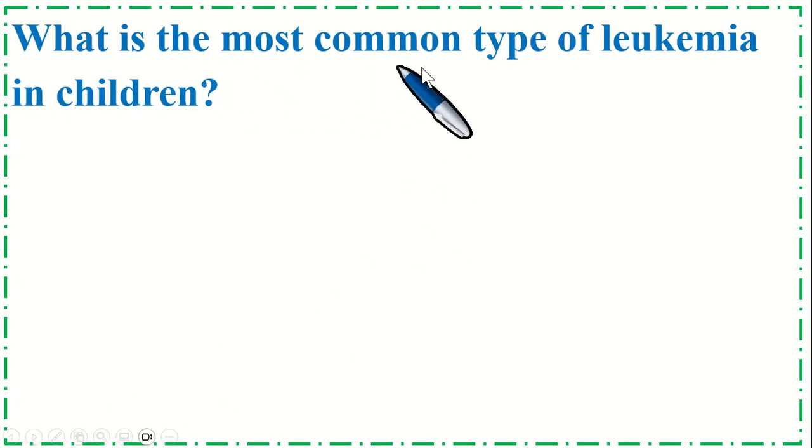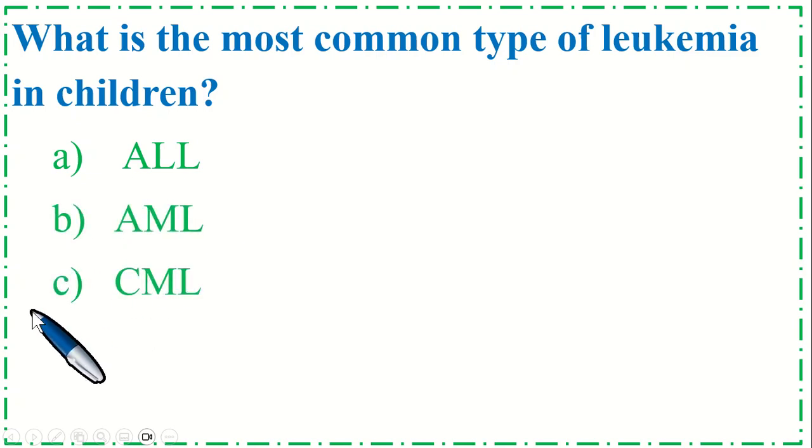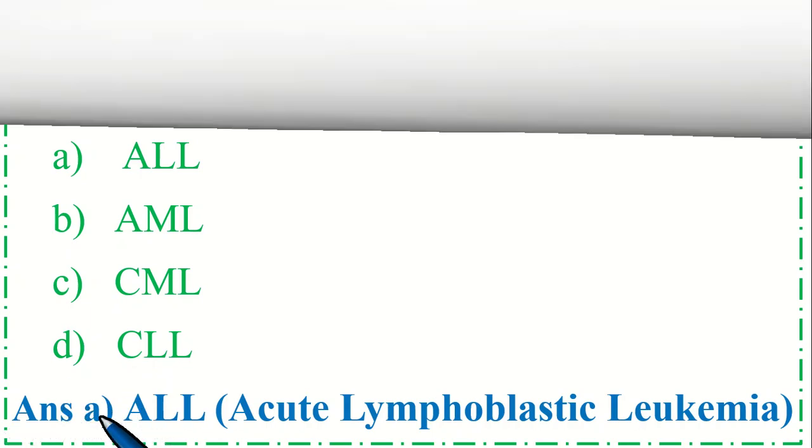What is the most common type of leukemia in children? Option A, ALL. B, AML. C, CML. And option D, CLL. So the correct option is A, ALL, acute lymphoblastic leukemia.